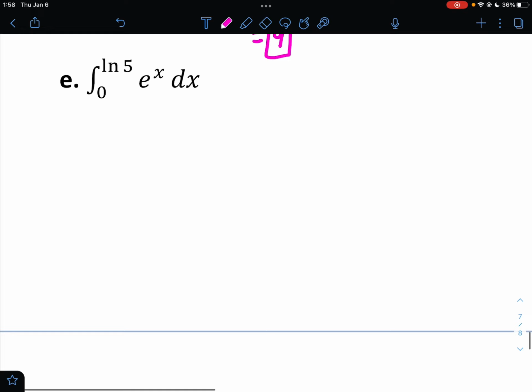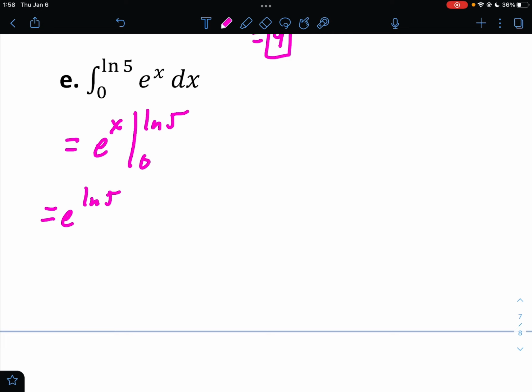Number 5, the integral from 0 to natural log of 5 of e to the x dx. Well, that's just e to the x from 0 to ln 5. So it's e to the ln 5 minus e to the 0. e to the ln 5 is just 5. e to the 0 is 1. 5 minus 1 is 4.